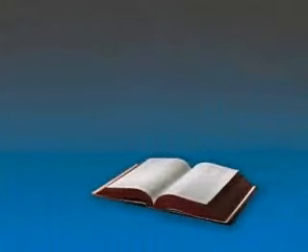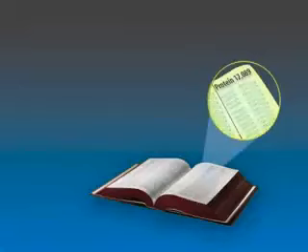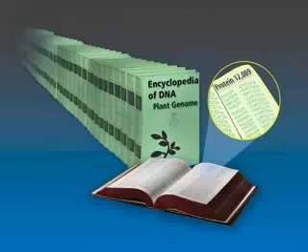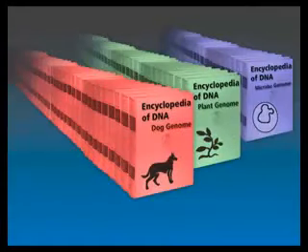You can think of DNA as a set of instructions written in a universal language. Each gene contains the instructions for making a particular protein. The genome is a set of encyclopedias containing the instructions for making tens of thousands of proteins. In general, the DNA from all organisms contains instructions that are written in the same genetic language.